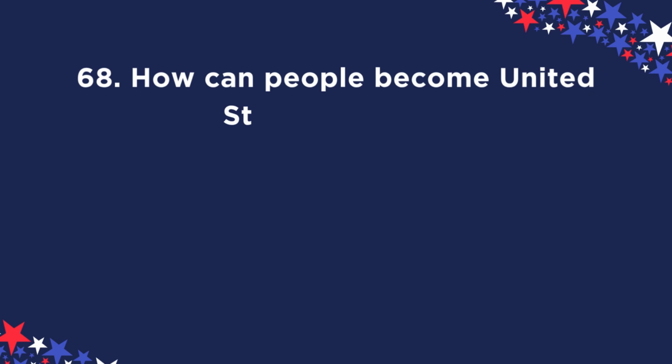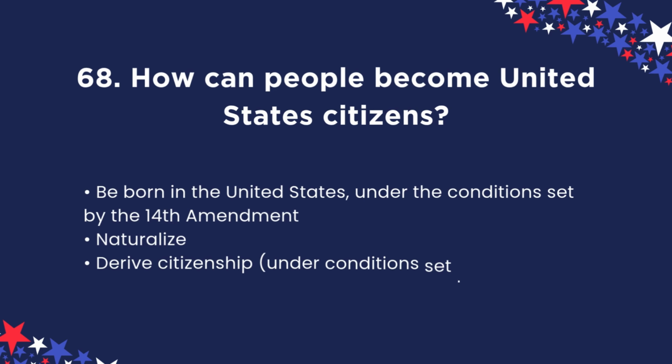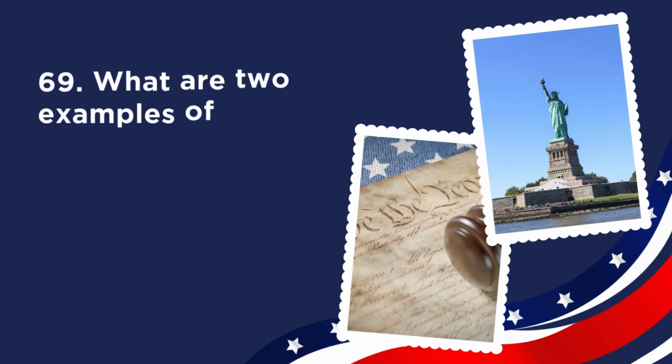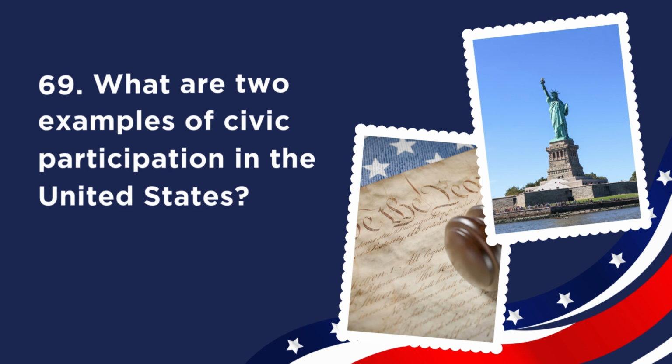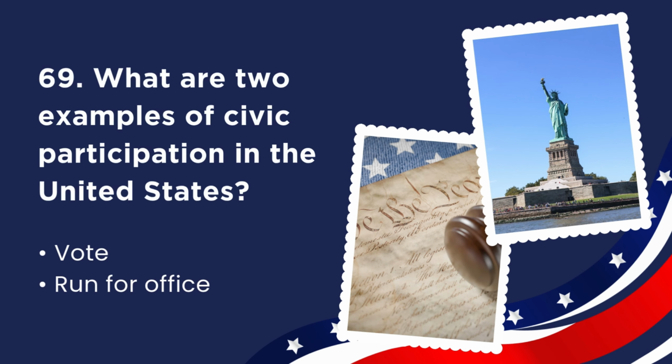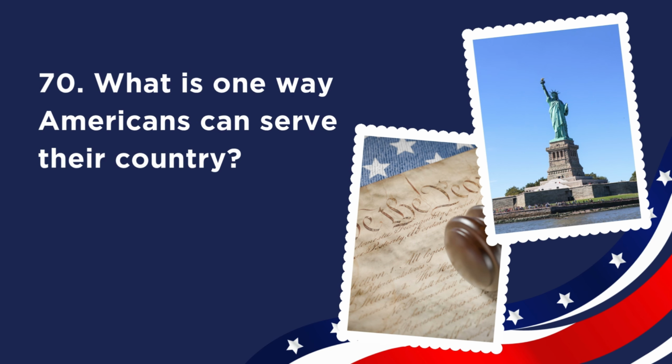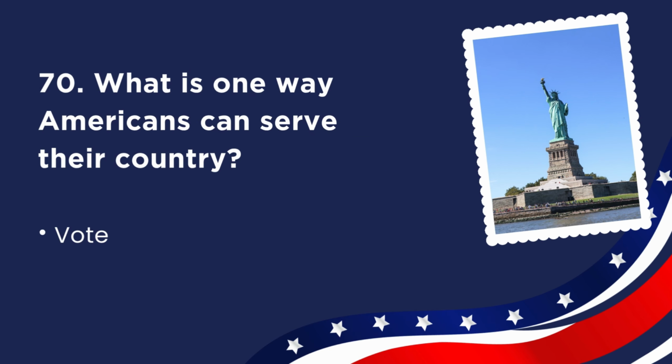How can people become United States citizens? Be born in the United States, under the conditions set by the 14th Amendment, naturalize, or derive citizenship, under conditions set by Congress. What are 2 examples of civic participation in the United States? Vote, run for office. What is one way Americans can serve their country? Vote and pay taxes.